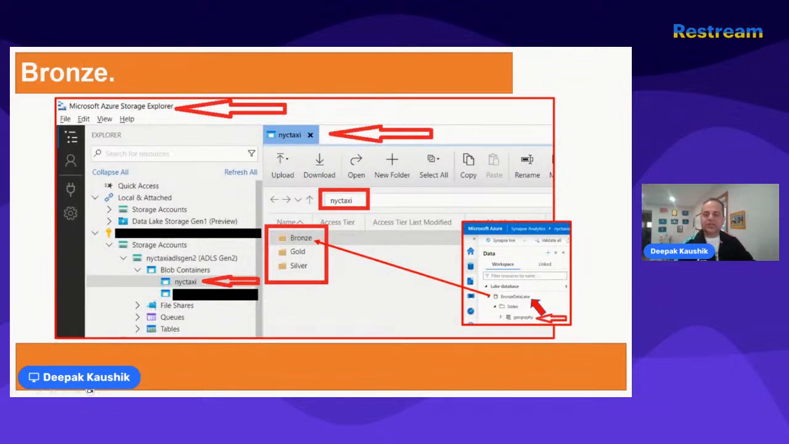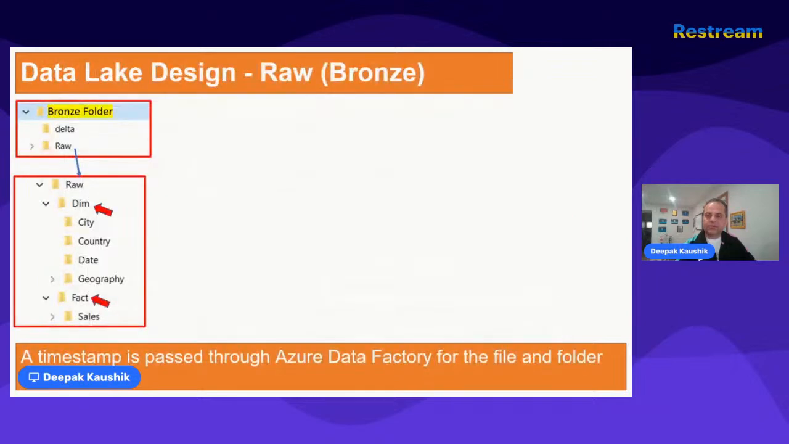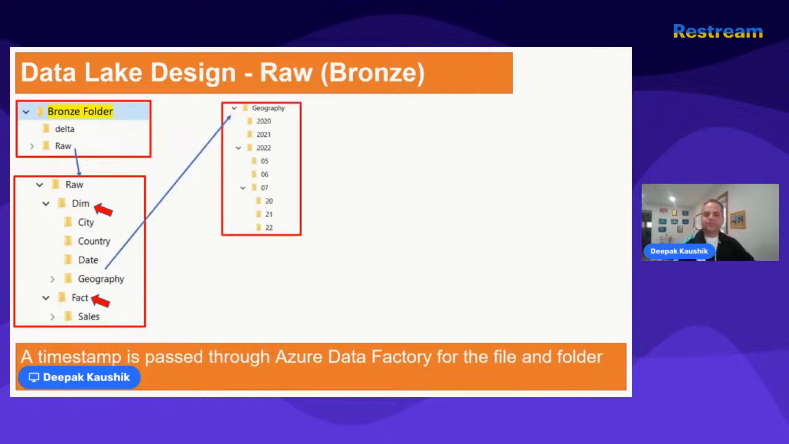So you could see here bronze, silver, and gold, which means Delta Lake. And you could see that format here in Synapse Analytics. I'm going to share it in front of you in a couple of seconds. Now you also see dim and fact, which means data warehousing. And you could see it has hierarchical namespacing. That's why it is ADLS Gen 2.